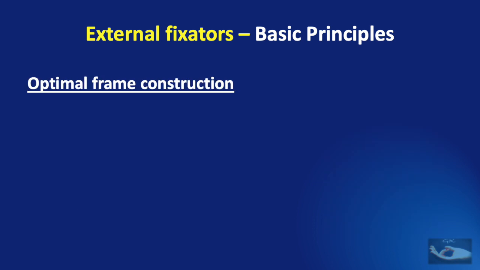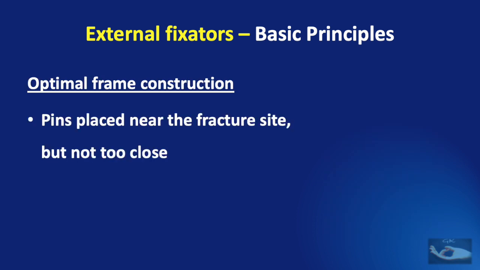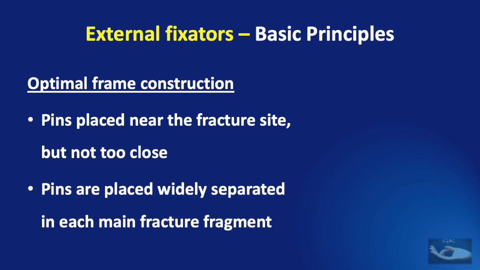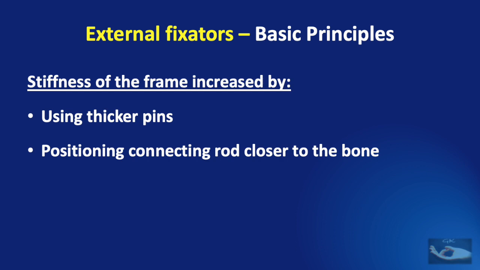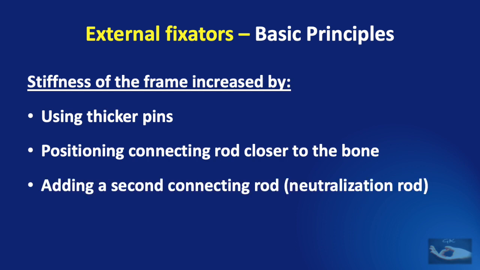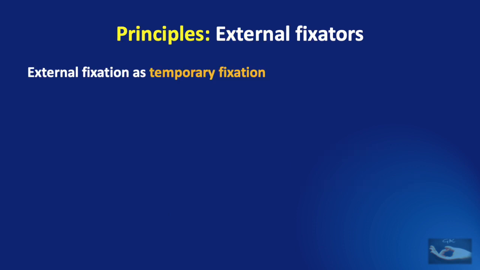To construct an optimal frame, the pins must be placed near the fracture site but not too close, and the pins must be placed widely separated within each main fracture fragment. If we want to make the frame stronger, we can use thicker pins or position the connecting rod closer to the bone or add a second connecting rod, otherwise known as a neutralization rod, or we can add more pins in each segment.